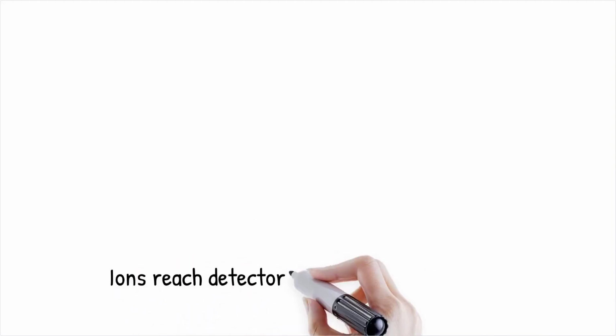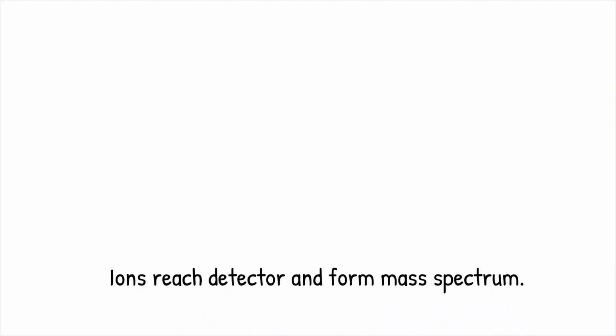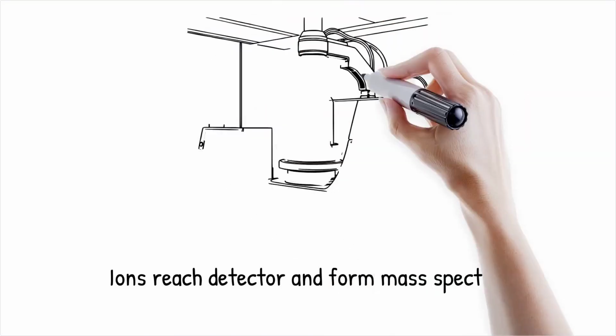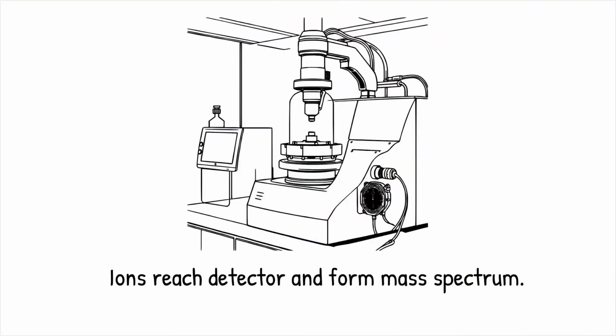After separation, ions reach the detector, where their signals are recorded and converted into a spectrum. The detector measures the abundance of ions for each m/z value, creating a mass spectrum, a graph showing peaks that correspond to different molecules or fragments.